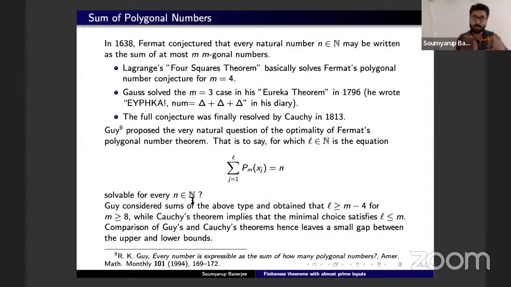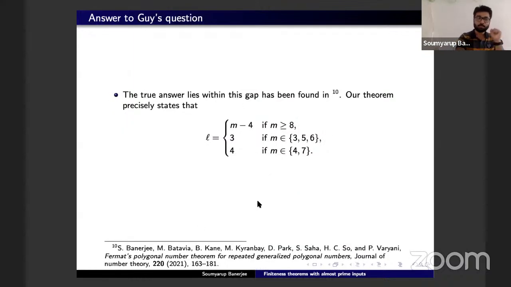And Cauchy's theorem tells us that l is less than or equal to m. So Guy's theorem and Cauchy's theorem leave a small gap between this upper and lower bound of l. And finally, we have found the true answer lying inside this gap. Our theorem precisely states that l is exactly equal to m minus 4 for m bigger than or equal to 8, and l is equal to 3 for m equal to 3, 5, 6, and 4 for m belonging to 4 and 7.